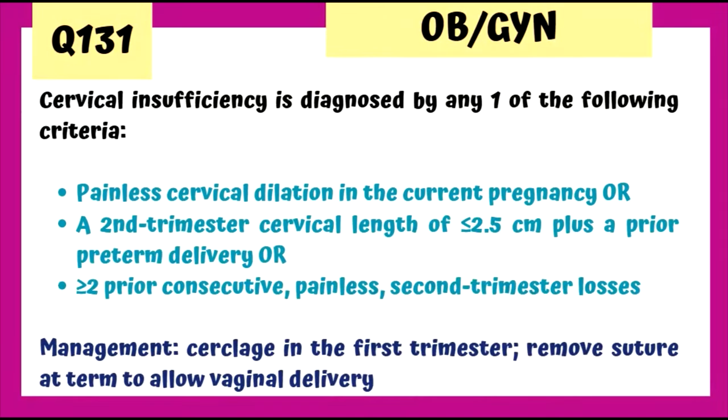Either painless cervical dilation in the current pregnancy, a second trimester cervical length of less than 2.5 plus a prior preterm delivery, or at least 2 prior consecutive painless second trimester losses, and that was what was going on in our case over here. Management is with a cerclage in the first trimester. We remove the suture to allow vaginal delivery.